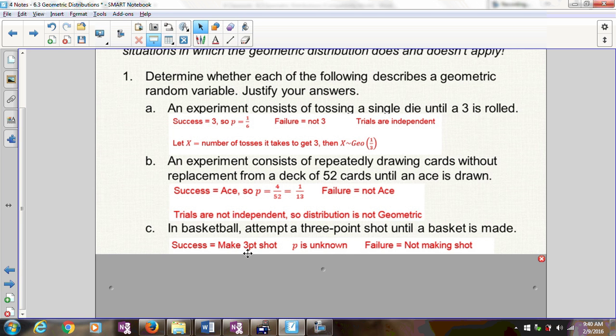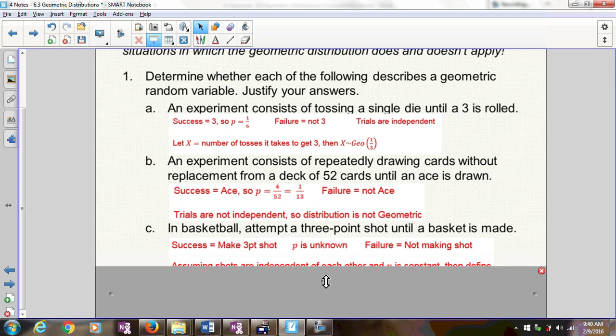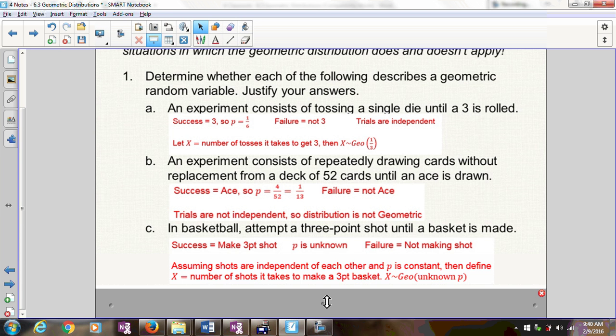A failure in this case would mean not making a shot. If we assume that all the shots are independent and the probability of making a three-point shot is constant, then we would have a geometric distribution. X would be distributed geometrically, but we wouldn't know the value of p. But it would still be geometric. We just wouldn't be able to calculate any probabilities.